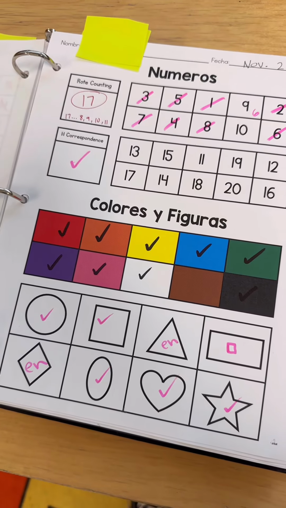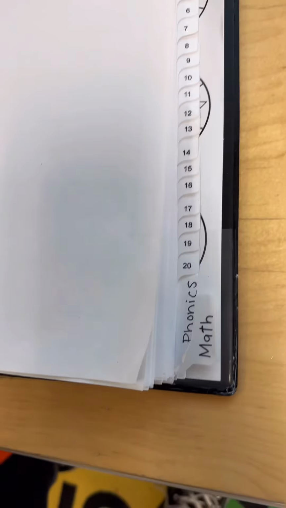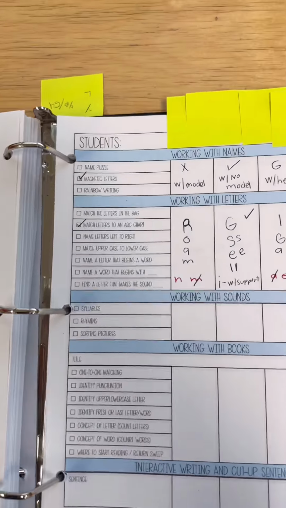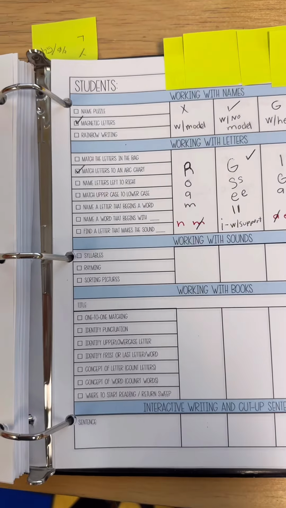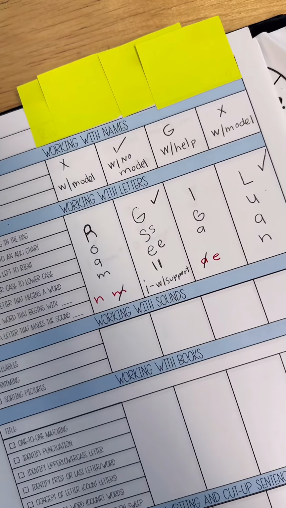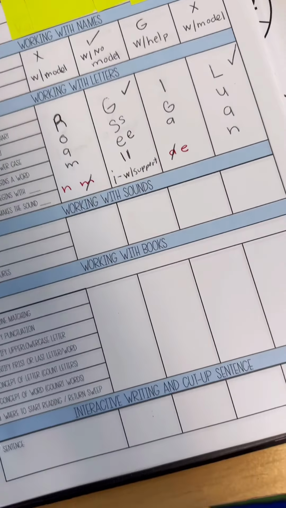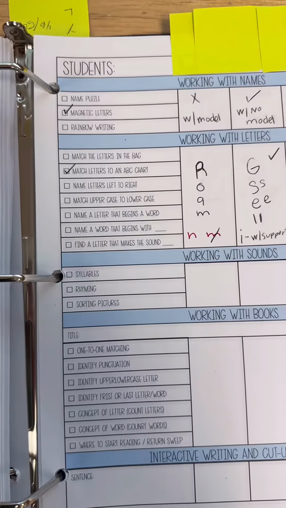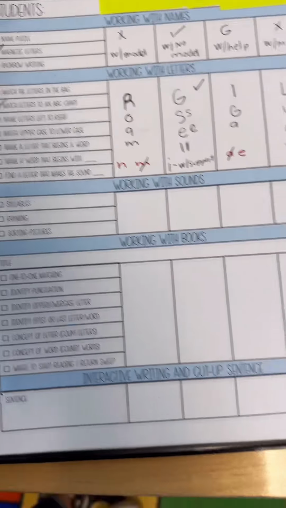After each student section, I have two more sections, one for phonics and one for math. And these are pretty much the lesson plans that I'll use for small group. And since it's pre-K, it's more of a checklist type of lesson plan. We're always going to begin working with their names. Then it's going to be followed up by letter activities, working with sounds, and finally working with books.